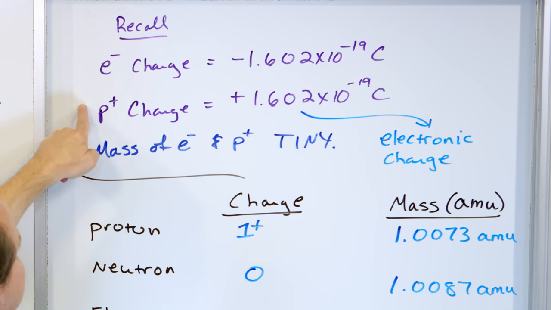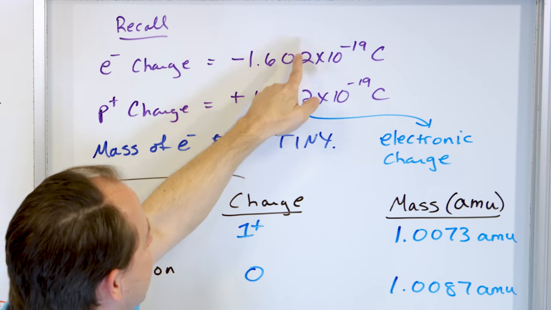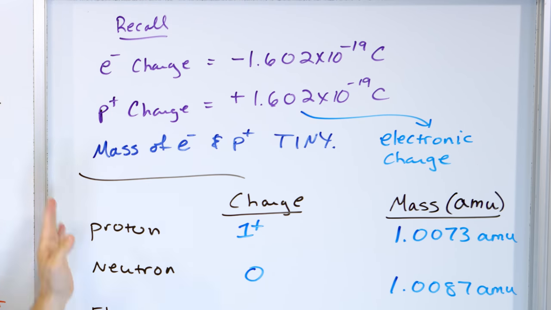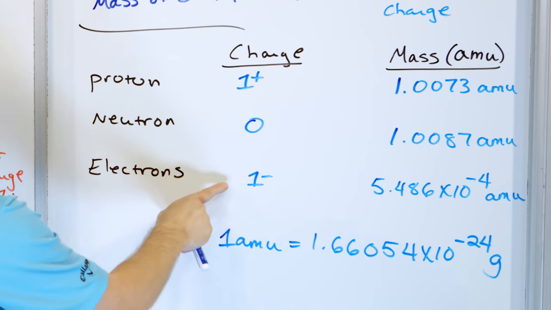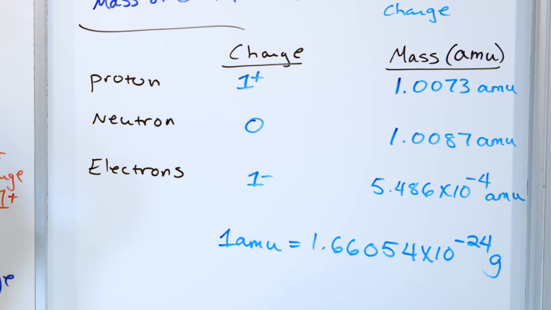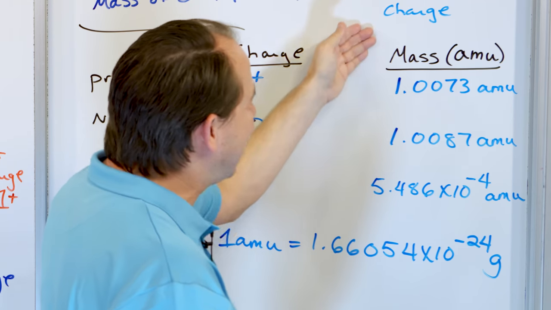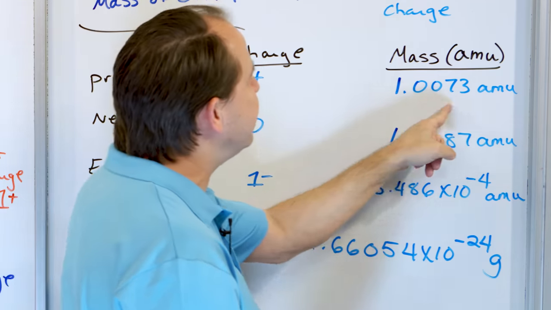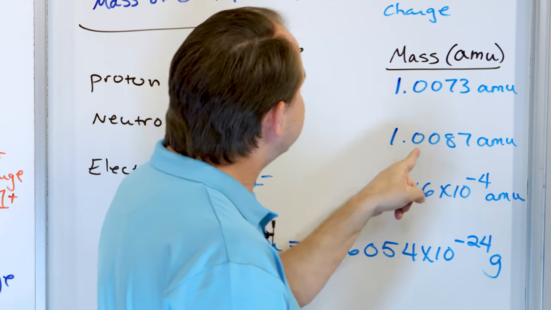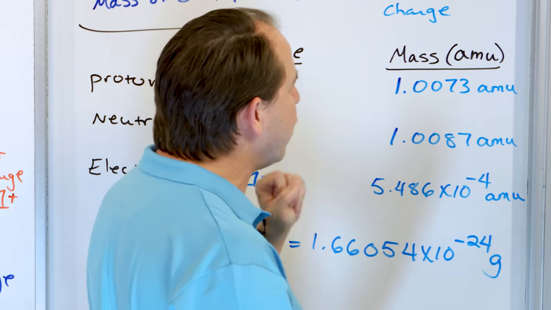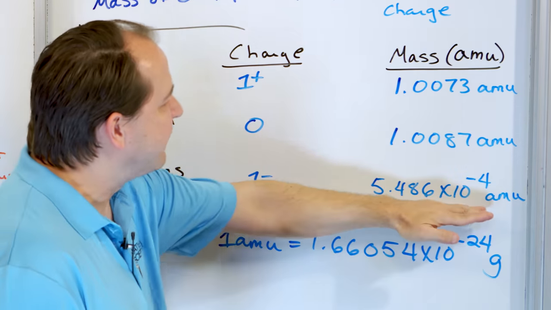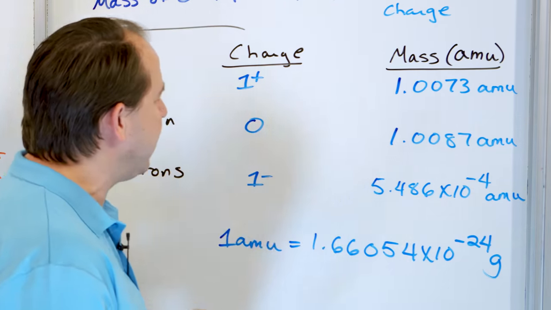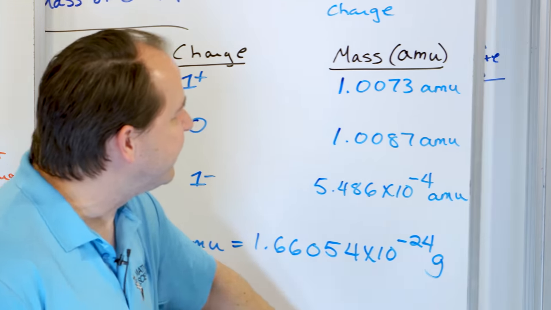Then we said that electrons and protons have equal and opposite charges down to the decimal place, and the masses of these things are tiny, and we don't want to write these numbers down, so we create a new system. We say that protons are +1 in terms of this electronic charge number. The electrons are exactly -1, and the neutrons have 0 charge. And then for the masses, we don't want to write grams or kilograms, so we invent a new unit called the atomic mass unit. The neutrons and the protons are almost exactly the same, very close to 1 AMU, but not quite. We're going to talk more about why they're not exactly 1 later, but here are the masses. The mass of the electron is basically negligible. It's very, very small compared to everything else. And then we talked about what an AMU was equal to.